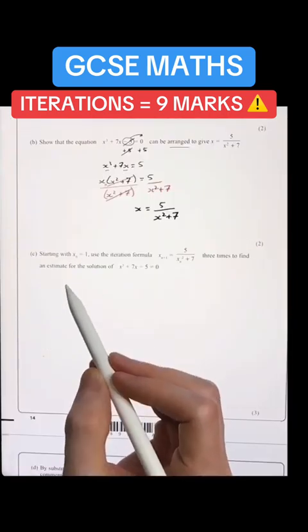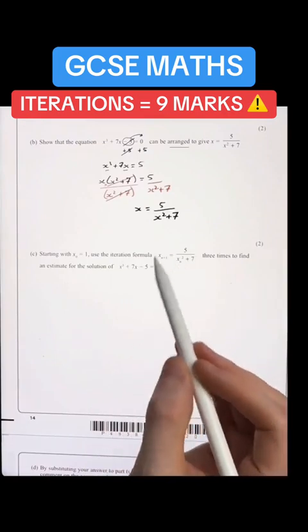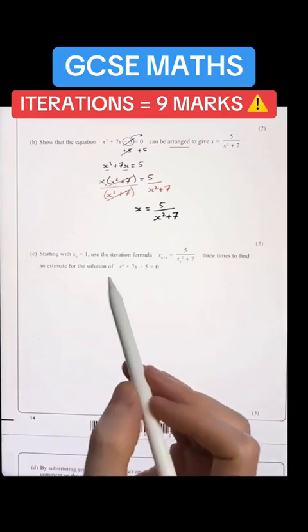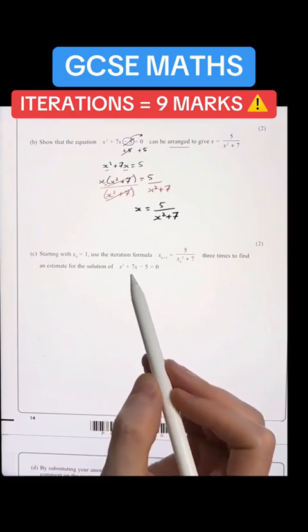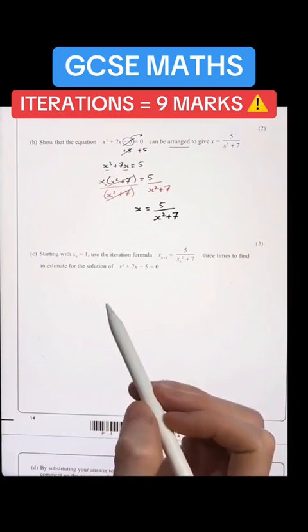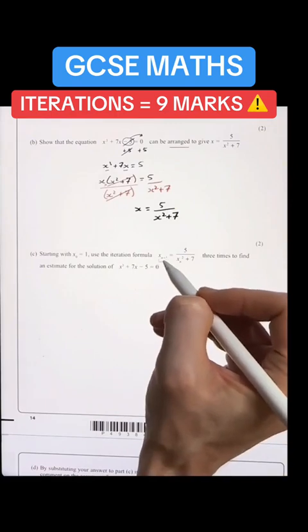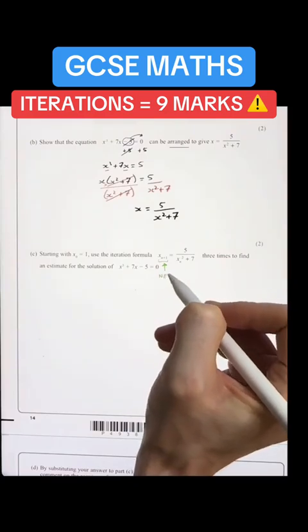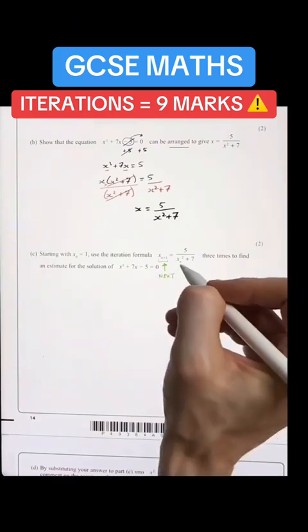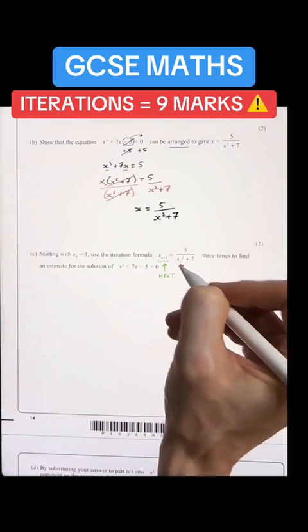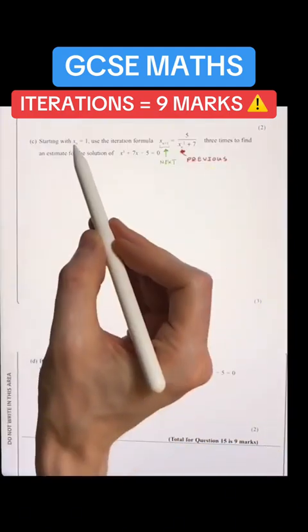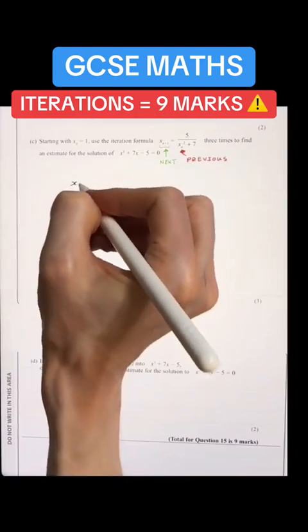Starting with x0 equal to 1, use the iteration formula 3 times to find an estimate for the solution of x cubed plus 7x minus 5 equal to 0. When using an iteration formula, all we've got to remember is the n plus 1 always represents our next value. And the n is always where we're substituting in our previous value. As we're starting with x0, the one up from x0 therefore will be x1.